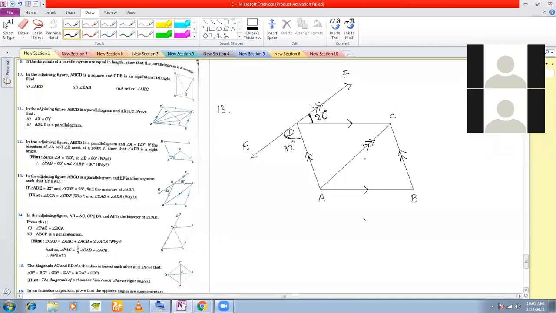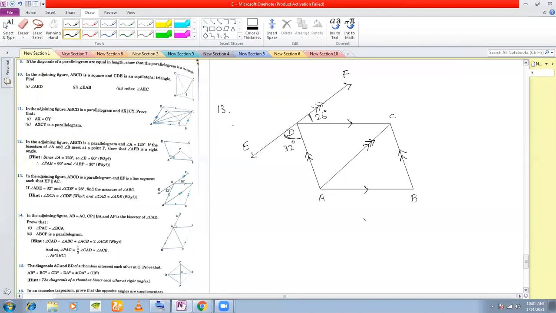Question is find the measure of angle ABC. Let's see which one is angle ABC. Angle ABC is nothing but this angle here, this red angle that I have drawn. You need to find out how much this angle is. So how will you find out? Let us see from the diagram first, and then I will show you how to write.